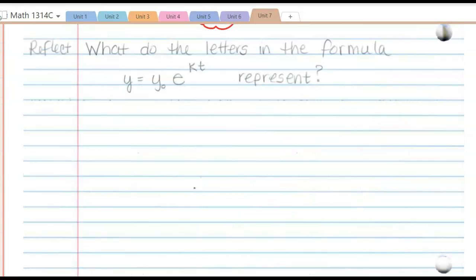Now let's turn our attention to the reflect of the page. After the lecture videos, you will be able to determine what these letters represent in the formula. And that concludes this video.